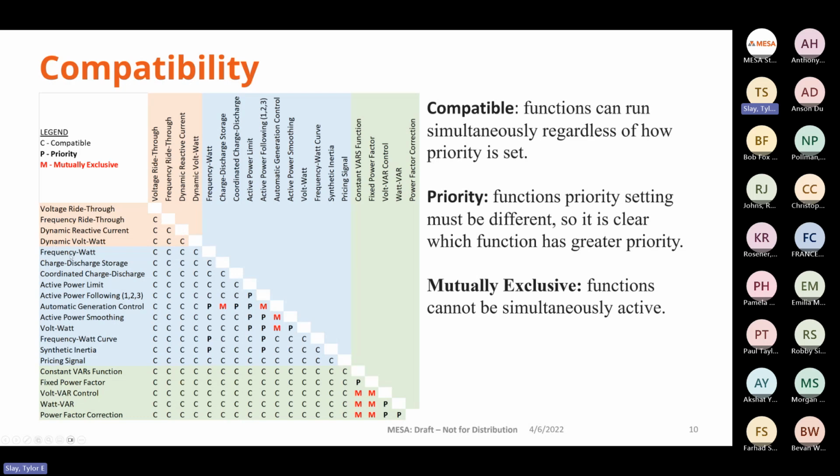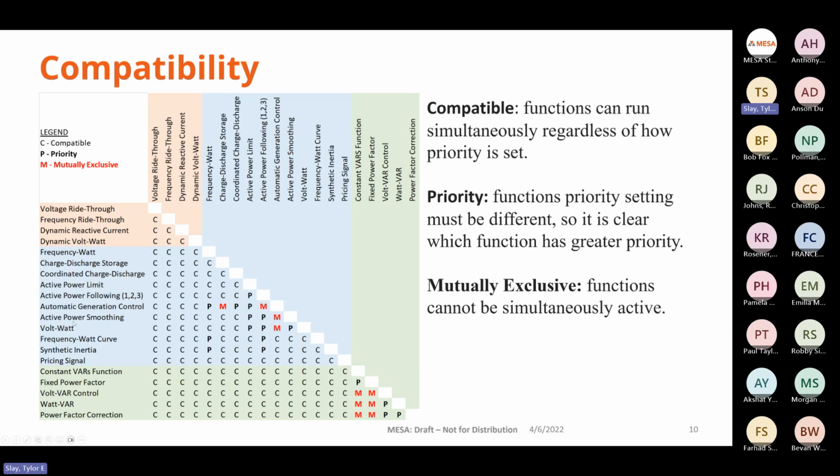Next, we have in blue the active power controls. This includes frequency watt, charge discharge for storage, coordinated charge discharge, which is similar, but it allows you to kind of pre-configure what you need in advance. Active power limit, active power following 1, 2, and 3. This is peak power limiting, load following, and generation following. Don't quote me on that order, I might have messed that up.